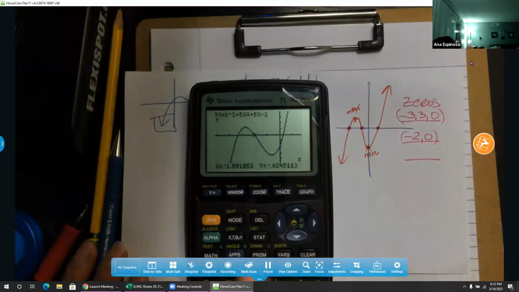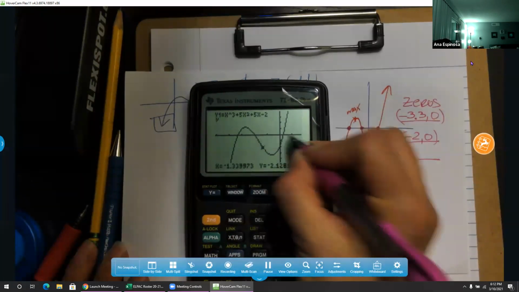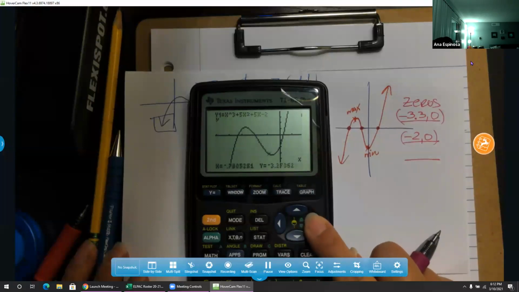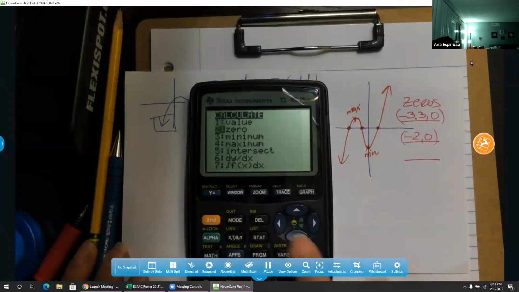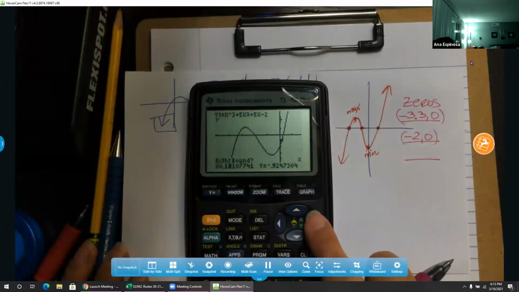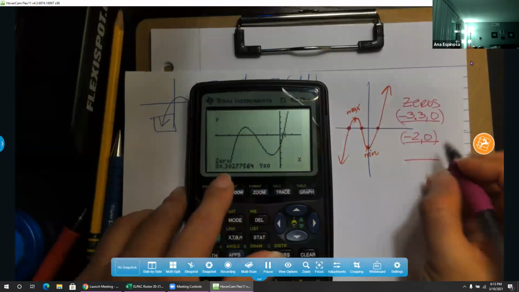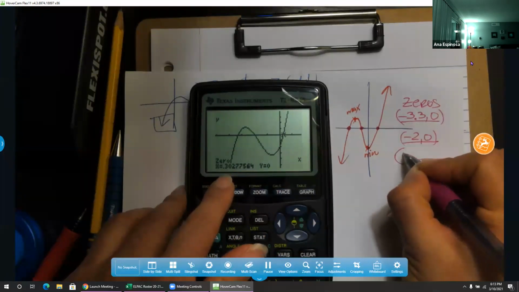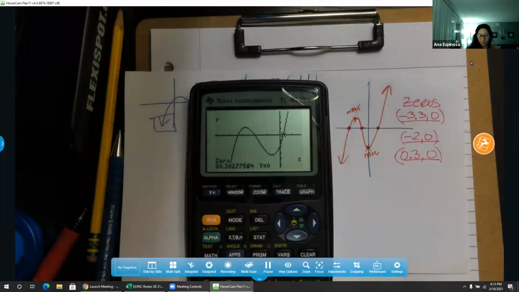And the last one, I go to trace again. Make sure that is locked into the shape. And I want to find this dot right there. So I'm going to put my cursor left of that dot right there. I'm going to hit second trace and select 0. It's already to the left of it, so I'm going to press enter. And then I'm going to go to the right of it, make sure it crosses the x-axis, press enter twice, and that should either be 0 or close to 0, which is true. So that is going to be 0.3, comma 0. And those are the zeros of my function.